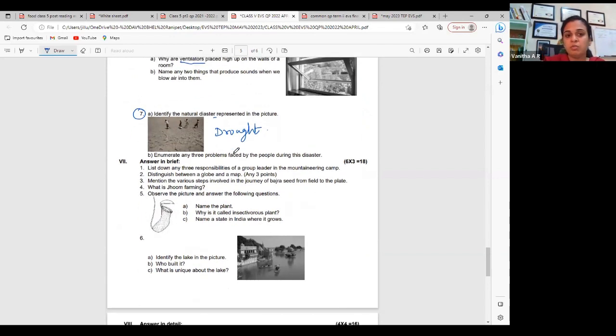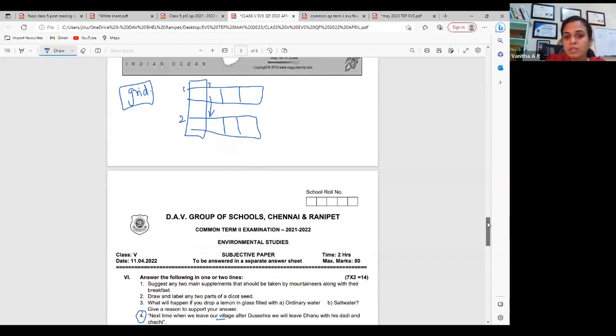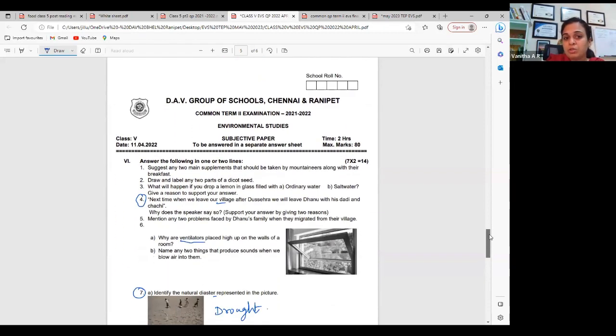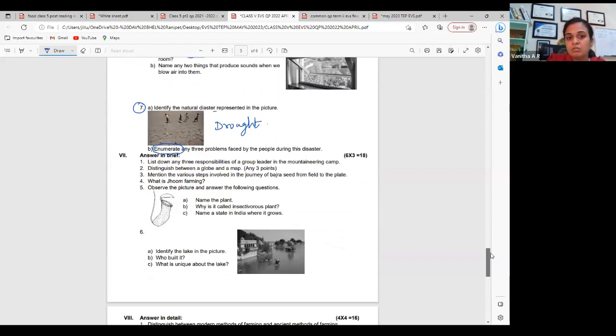And then you see the word here, enumerate. List out. List out, yes. See, this is an annual paper, I believe. Yeah, common term 2. It's an annual paper in 2022. Enumerate. I know across the school, some teachers would have even scolded because they would have not introduced this term. I totally accept. I totally agree.